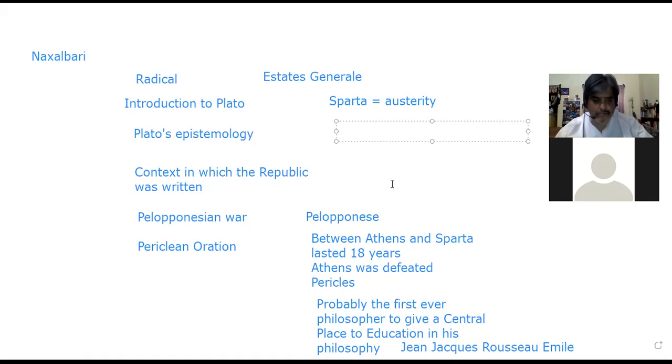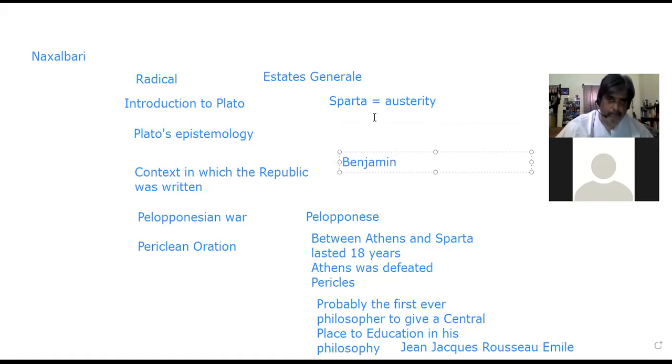You have to go to Jewish and Christian mythology to understand this. Have you heard of this name? Not any particular person. Generally, have you heard of this name? I heard, sir. Benjamin Franklin. Benjamin Franklin, yeah.